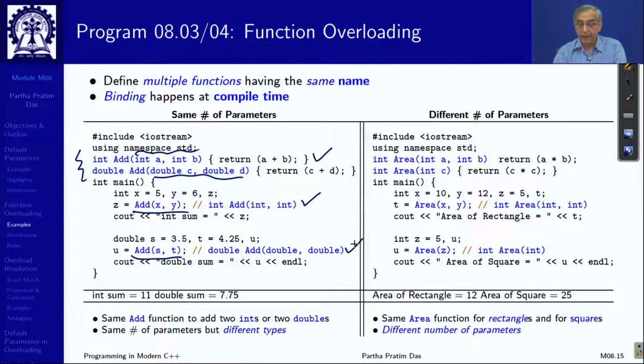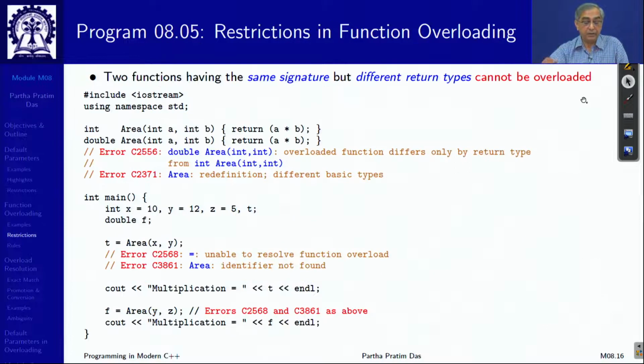Here I have an example of an area function where one has 2 parameters and one has 1 parameter. Naturally, one is computing for a rectangle, the other is for a square. So, once I do x y, it will call the first function. If I do this, it will bind to the second function. That is the whole idea of static polymorphism or function overloading.